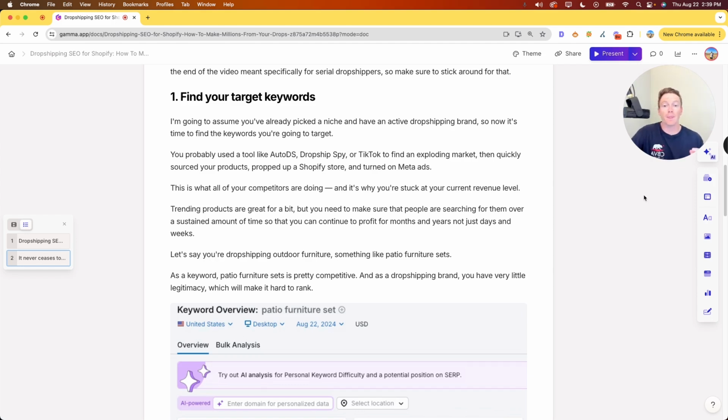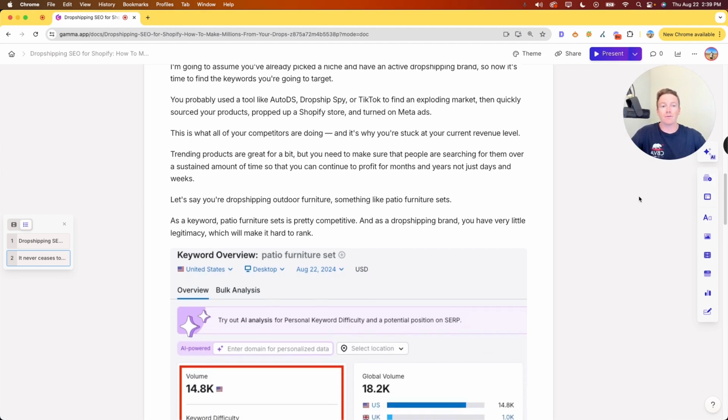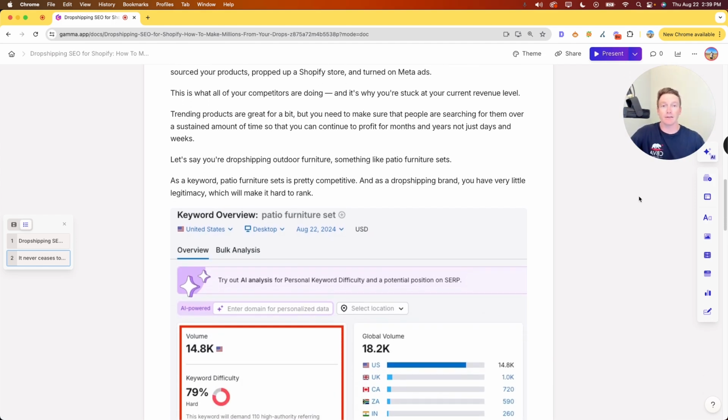revenue level, right? Trending products are great for a bit, but you need to make sure that people are searching for them over a sustained amount of time, okay? Not like 30 to 45 days. We're talking like year, 2 year, 3 years, right? This is going to help you profit for a longer period of time and get really, really good at one brand instead of having to launch 12 brands in a single year, okay?